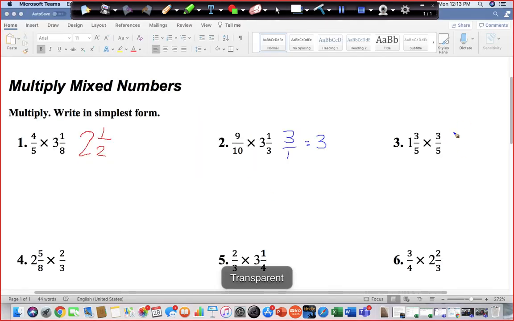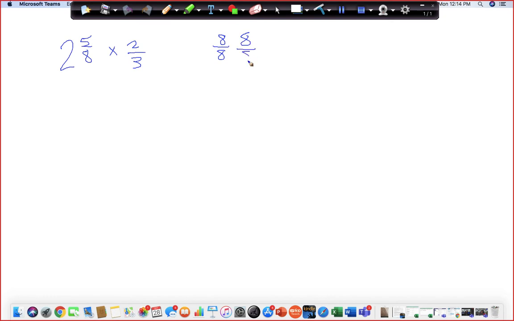Okay, so this answer was 24 over 25. Next: 2 5/8 times 2/3. If we're talking about 2 wholes in eighths, that would be 8 over 8 and 8 over 8. So that's 1 whole, this is 2 wholes. And then we still have 5/8 as well. So we have to add those together. 8 plus 8 is 16, plus 5 is 21 over 8.